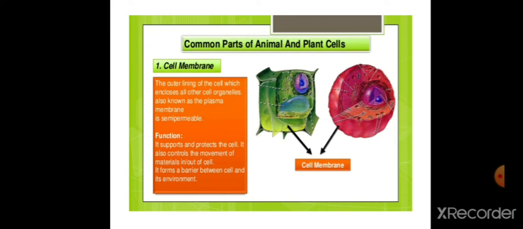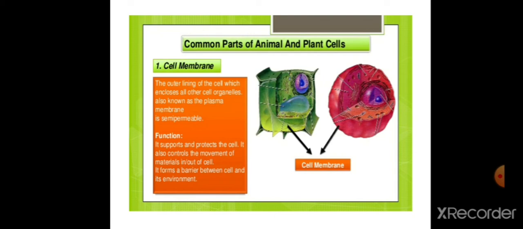What else do you think might be the function of this cell membrane? This cell membrane also supports and protects the cell. So cell membrane has got three functions. It is acting as a barrier between the cell and the environment. It is controlling the movement of materials in and out of the cell. And it also supports and protects the cell. Please remember, this cell membrane is present in both plant and animal cell.